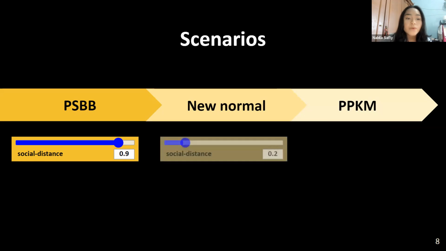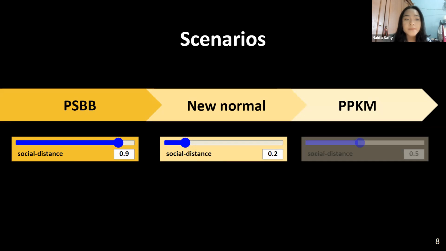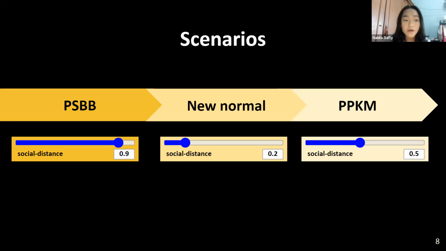New normal, when Indonesia tried to adapt to the COVID-19 condition and public activities were functioning again, will be set at 0.2 social distance. And last, PPKM, when Indonesia limited offices and schools by implementing work from home and some of the public places could open with strict health protocol, will be set at 0.5 social distance. The other parameter values in the simulation are considered to be constant. The results of the simulations are the number of affected agents, the number of dead agents, and the duration of the pandemic. Simulations are repeated to see the results of the variations.